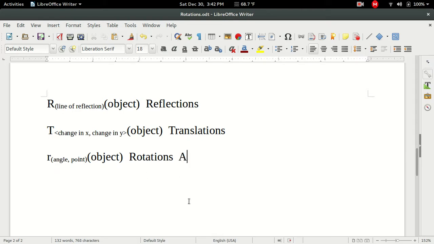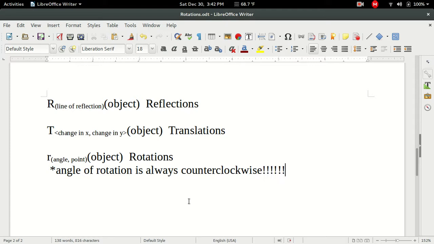Remember that the angle of rotation is always counterclockwise. Alright, that is important. Remember that. So we have an angle of rotation, and then we have a point that we're going to be rotating around. Okay. There are two types of rotations that we're going to be working with in our class.